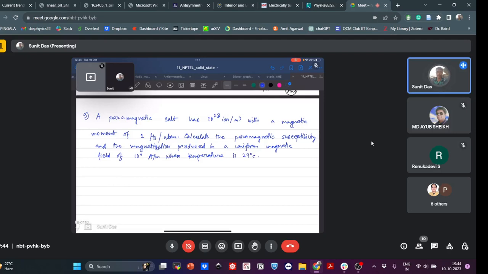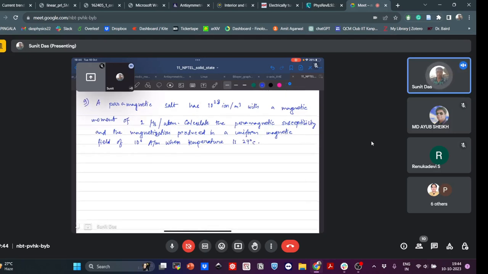Okay, so the next question is: a paramagnetic salt has 10 to the power 28 ions per meter cube with a magnetic moment of 1 Bohr magneton per atom. So each atom contributes 1 Bohr magneton. Calculate the paramagnetic susceptibility and the magnetization produced in a uniform magnetic field of 10 to the power 6 ampere per meter when temperature is 27 degrees Celsius.